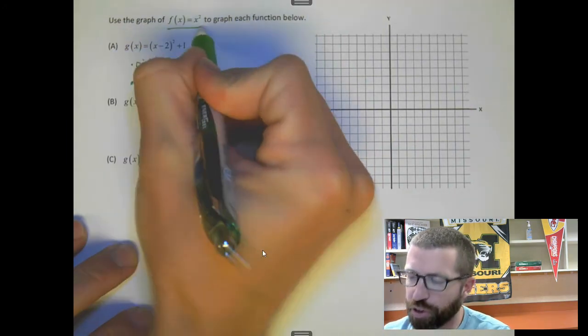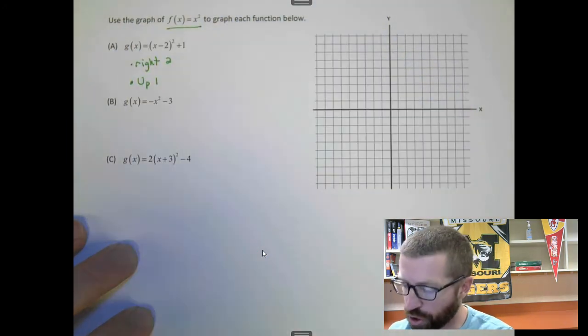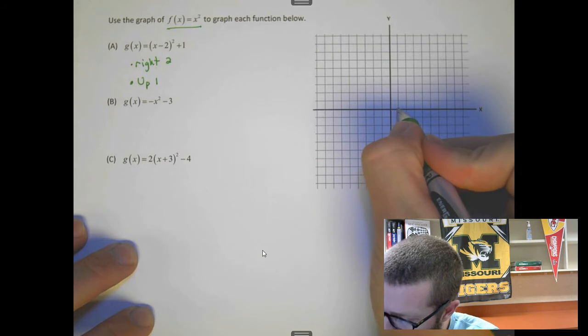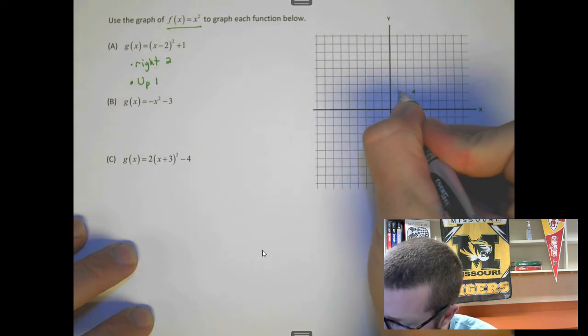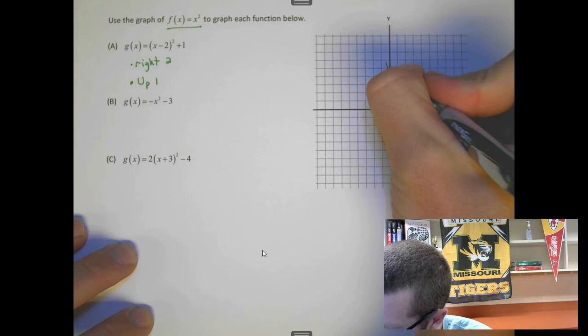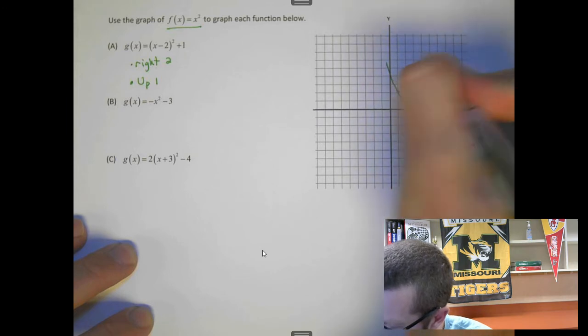And y = x² is just a parabola. It's that U-shaped curve. So if I move it right 2 and up 1, then it will just look something like this. And we'll just do the 3 points and sketch.